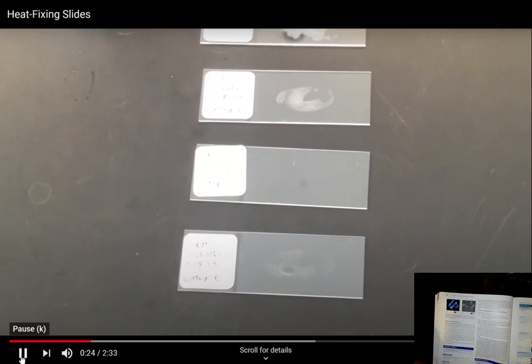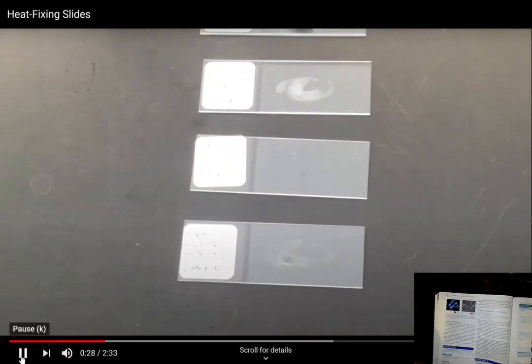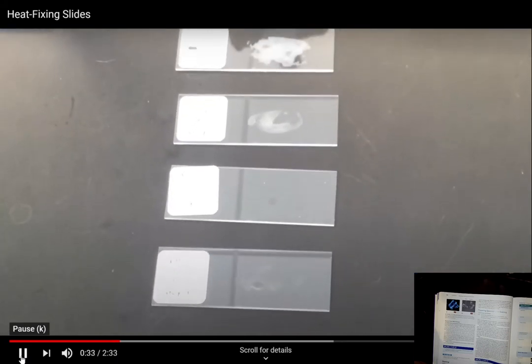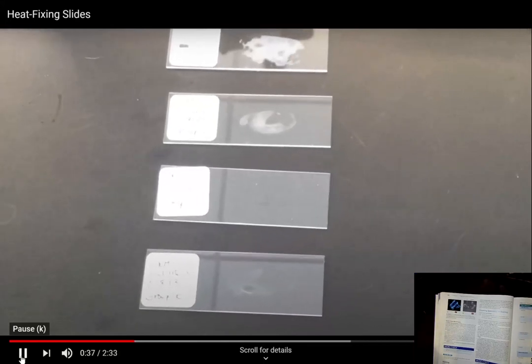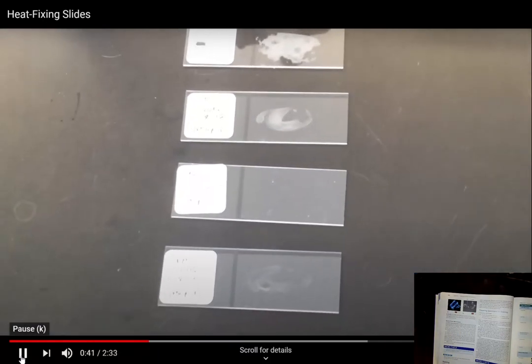You have to let the slide be completely dry before you heat fix, or you could cause a little droplet of water with live bacteria in it to go up into the air. That's called an aerosol. Someone could inhale that and get, for example, Staph aureus in their lungs, which would not be good. This third slide looks like it's about dry, although I don't see any bacteria on it.